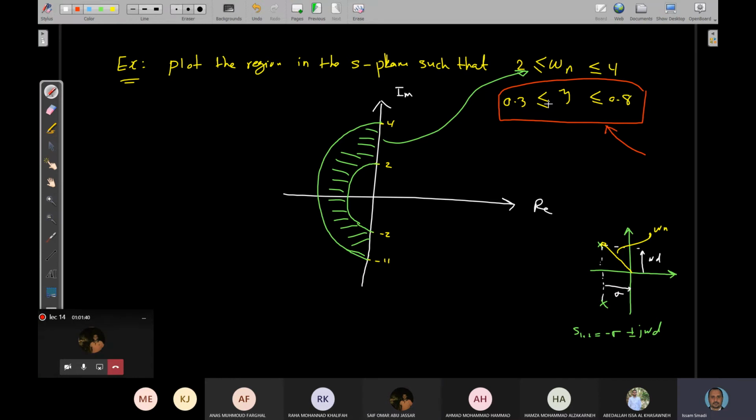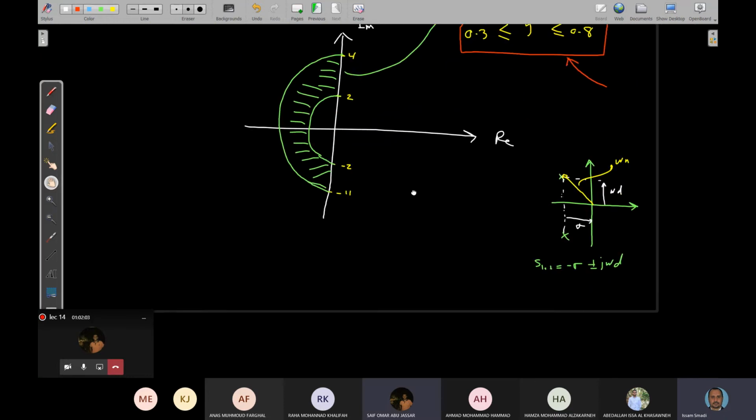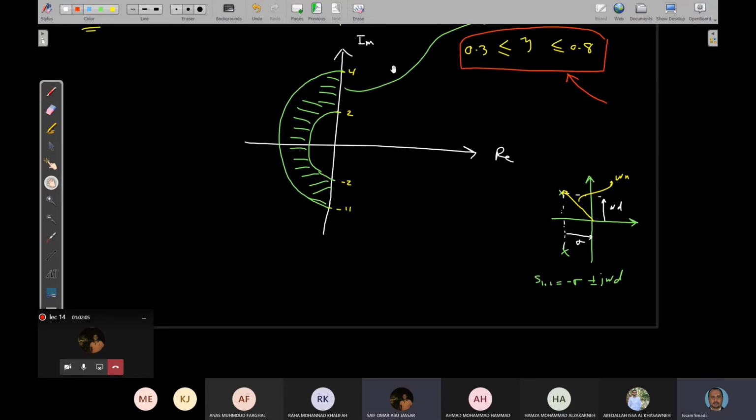Now, what I need you to mark in the s-plane is the area or region that fulfills the following relation: zeta greater than or equal to 0.3, less than or equal to 0.8. We did that for omega. So how can I do this one? Zeta is given. I'm giving you zeta, zeta in this range.